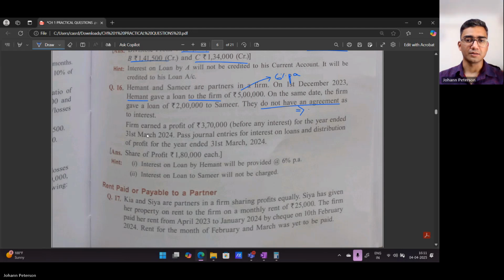So the question says the firm earned a profit of 3,70,000 before any interest for the year ended 31st March. Pass journal entries for the interest on loans and the distribution of the profit for the year ended 31st March 24. So the main question is only about passing journal entries for the interest and the distribution of profit. Let's just make that then.